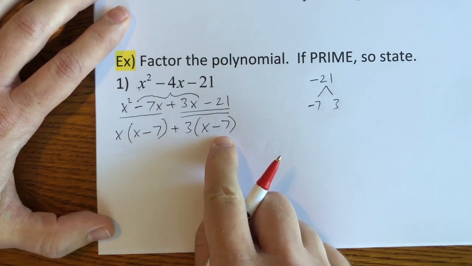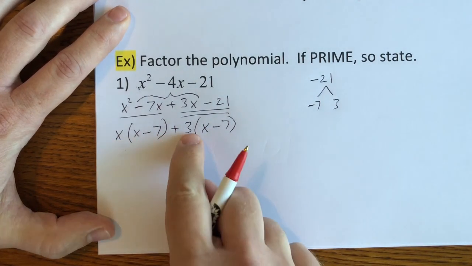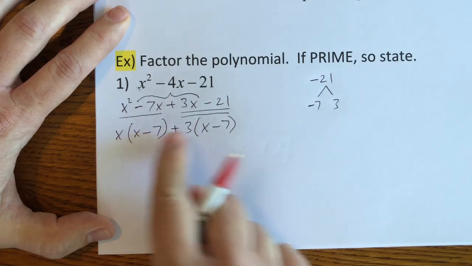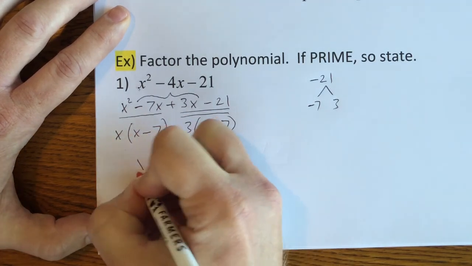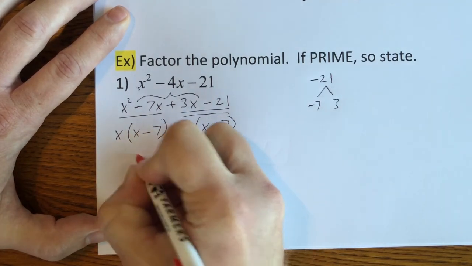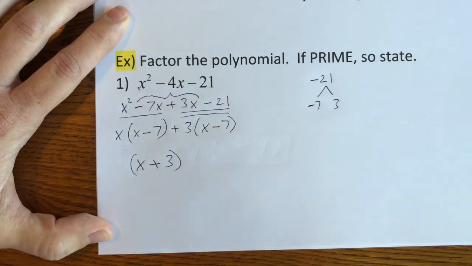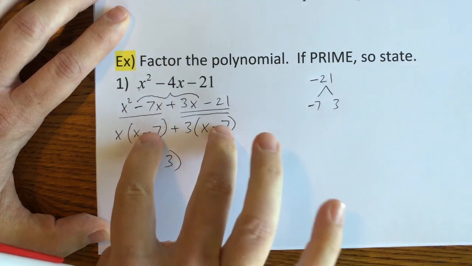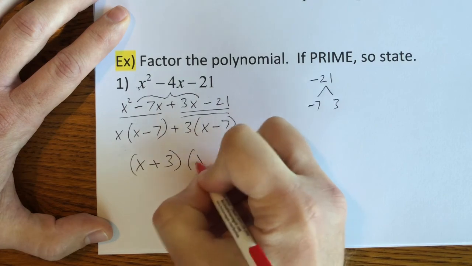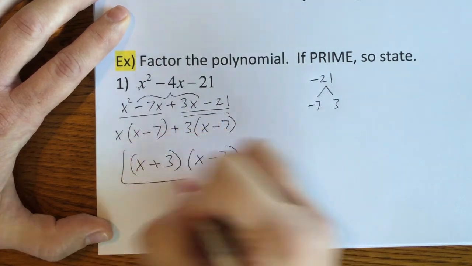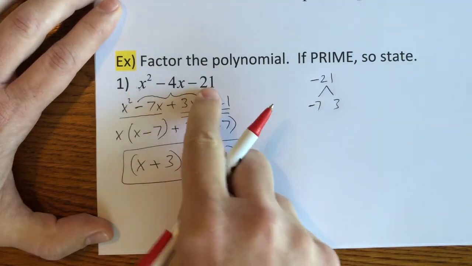So the last step is to do the following. Whatever is in front of the identical binomials, you will now group them together as its own binomial. And then the two identical binomials, you will just write down one time. And you're finished. This is the complete factorization of this trinomial.